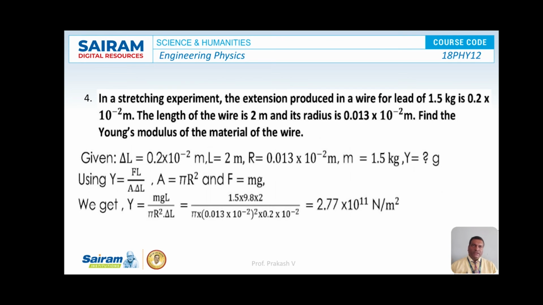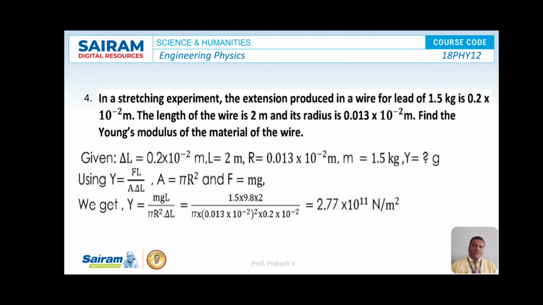and the length of the wire is 2 meter, radius is 0.013 into 10 to the power of minus 2 meter, and mass applied is 1.5 kg, and here we have to calculate what is Young's modulus of the material of the wire. So as according to the formula for Young's modulus, we know that Y is equal to FL by A delta L, but A is equal to pi r square and F is equal to mg. So the value of Y can be written as mgL by pi r square delta L.